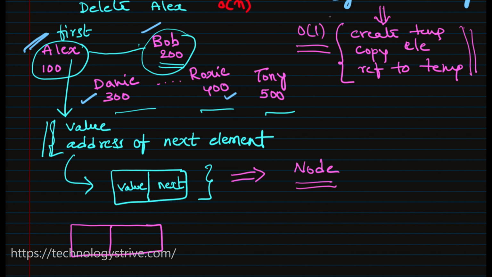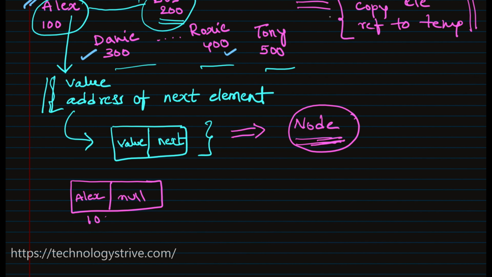So first, for example, I just got Alex. So I'm creating an object. What is the object type? Node class. So I'll create an object with value Alex, and currently I don't know who has joined after Alex, so currently next will be null. Alex got created at address 100.